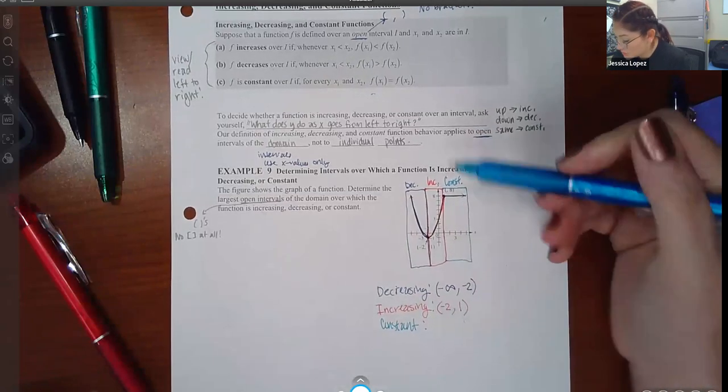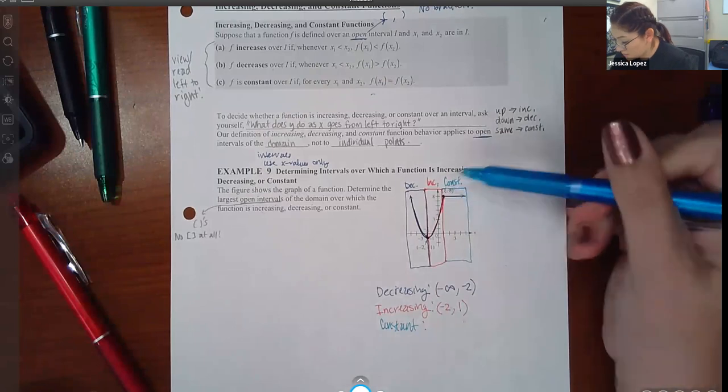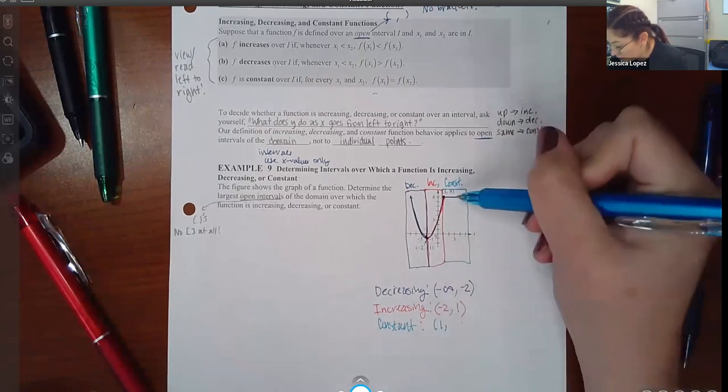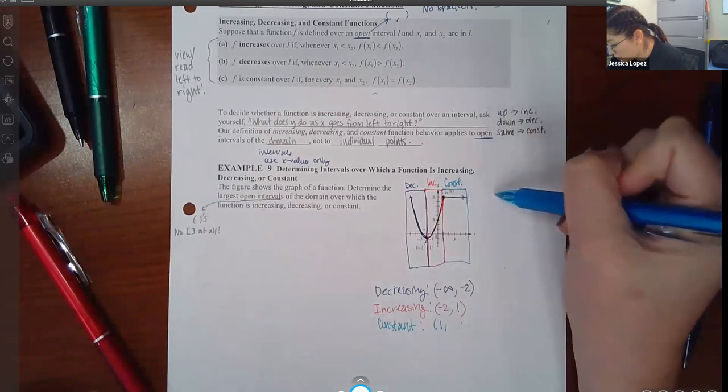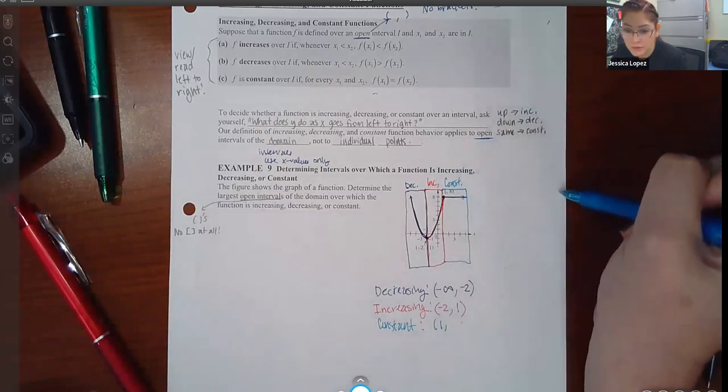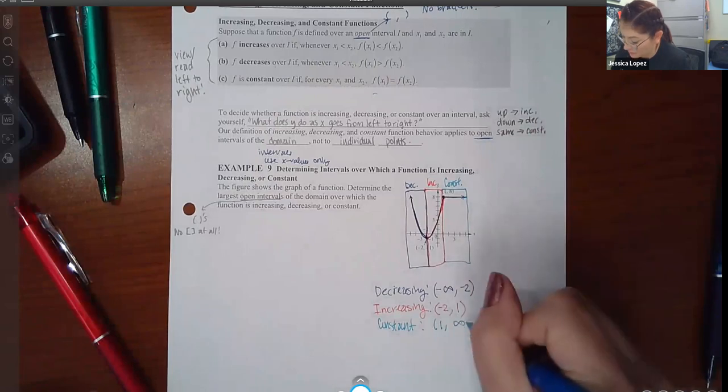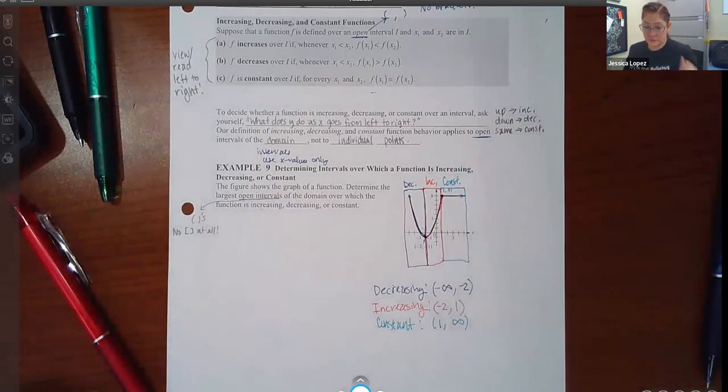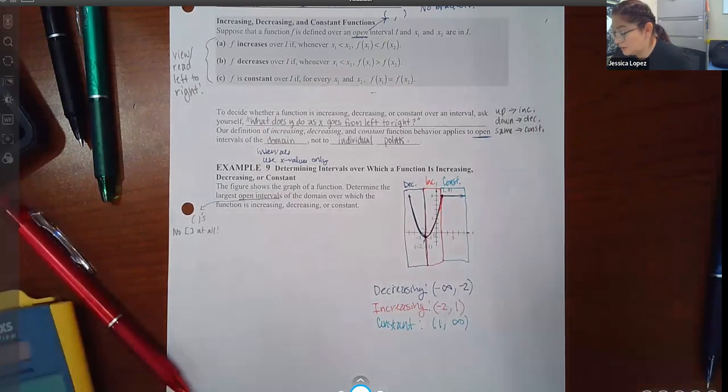Then from here, if I keep tracing, it just goes straight. So that would be your constant region. And then for my constant interval, it actually starts going straight here, where the x value is 1, but then it keeps going all the way this way. Well, what x value goes all the way over there? That would be toward positive infinity. And so again, no brackets, just parentheses. Okay, and so now this is the end of this particular section.